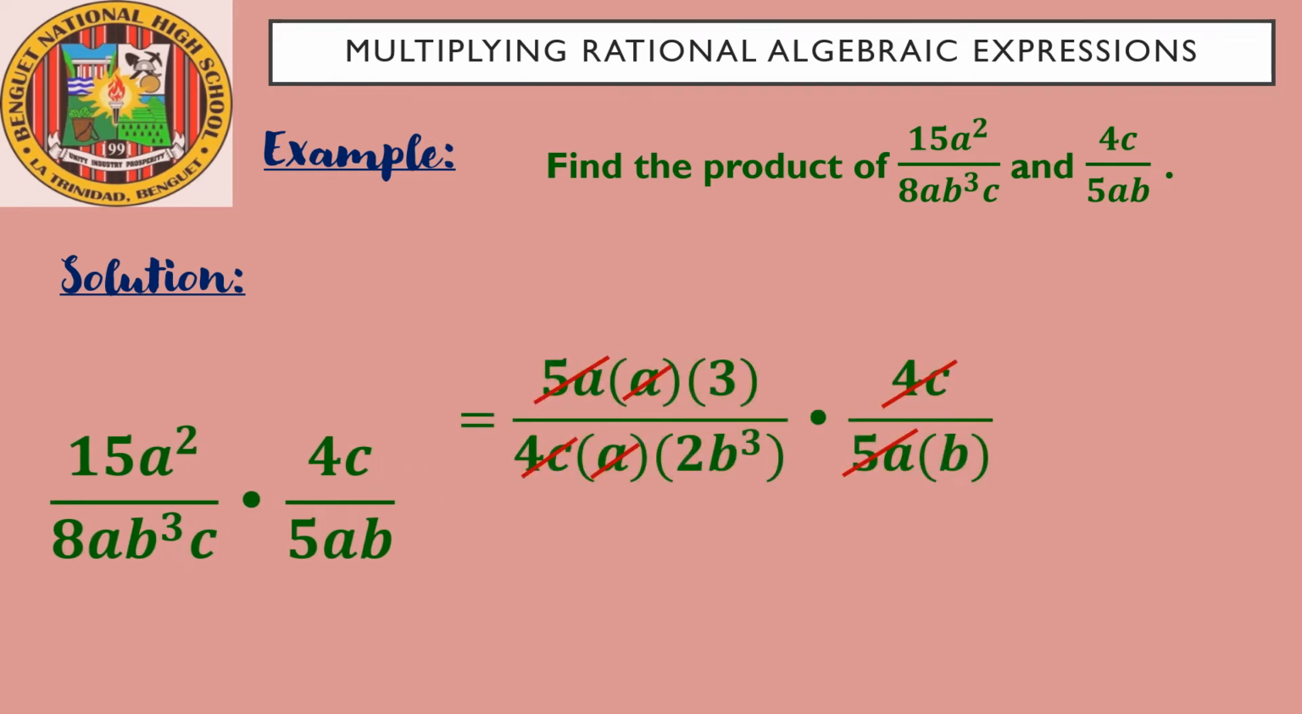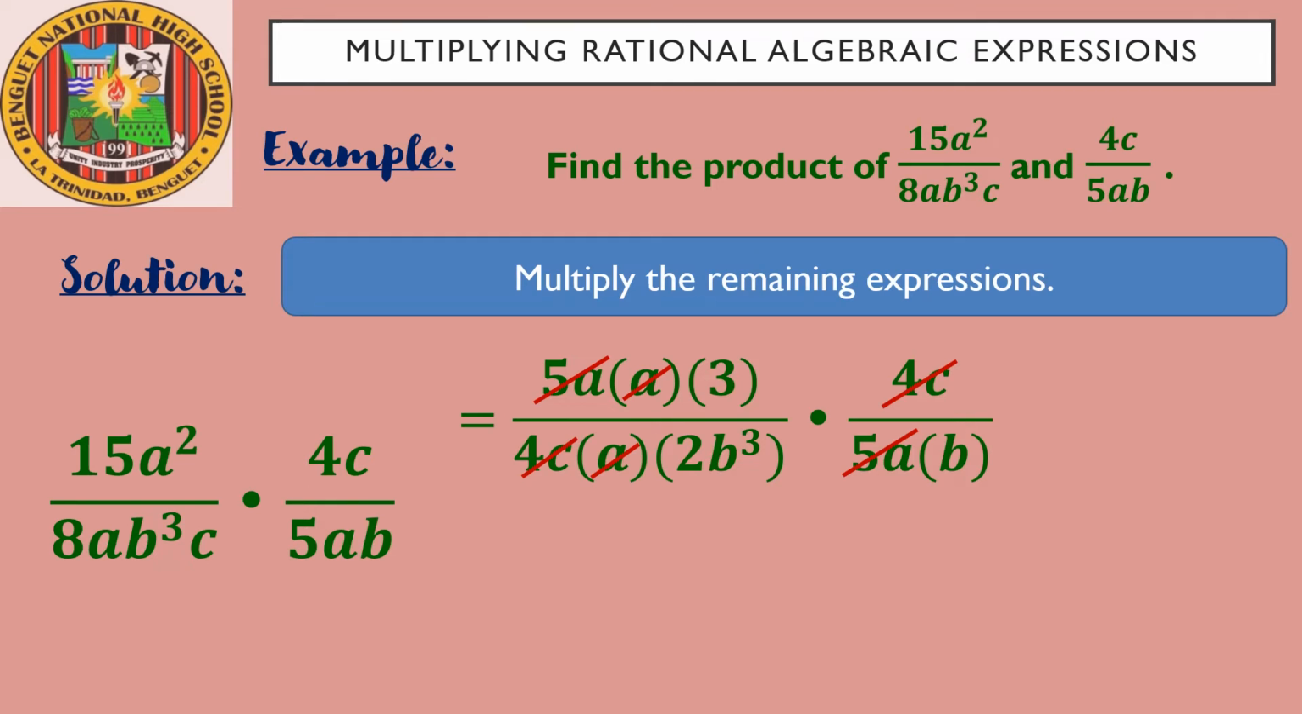Now that we've canceled out the common factors in the RAEs, we multiply the remaining expressions. What are the remaining expressions that we have? In the first RAE, we canceled out 5a and a, which left 3 in the numerator. In the denominator, we canceled out 4c and a, leaving 2b cubed. Thus, the remaining expression is 3 over 2b cubed.